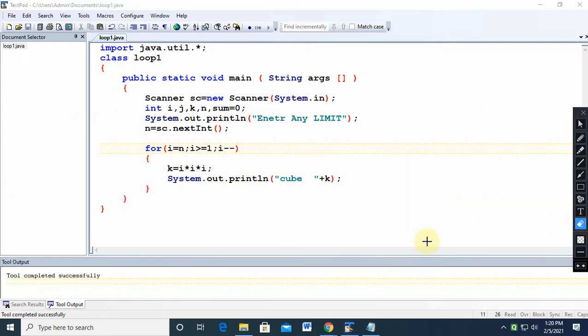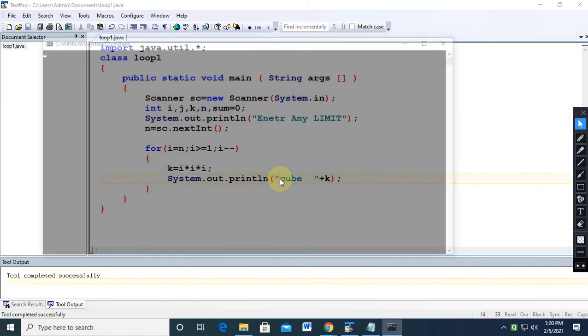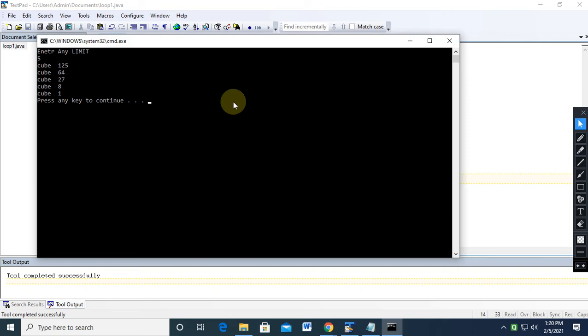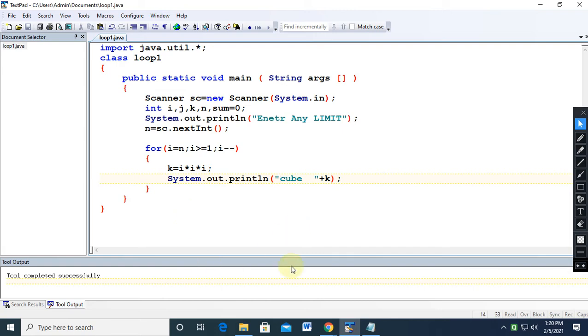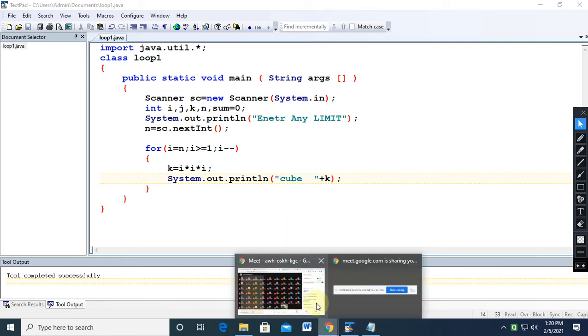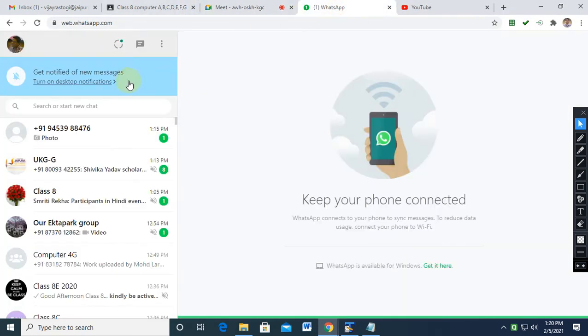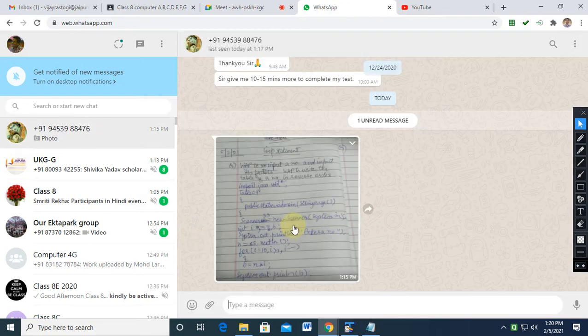Sir, can I send it on your WhatsApp, sir? Why? Okay, you can send it. Now see, the same output is coming which I have shown you. Am I correct, everyone? Yes, sir. Any confusion? No, sir. Good. Sir, I have posted it in the chat box. Okay, beta. Just a minute.